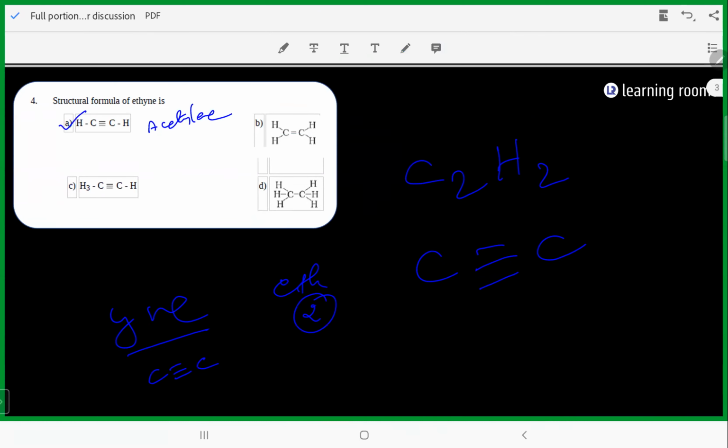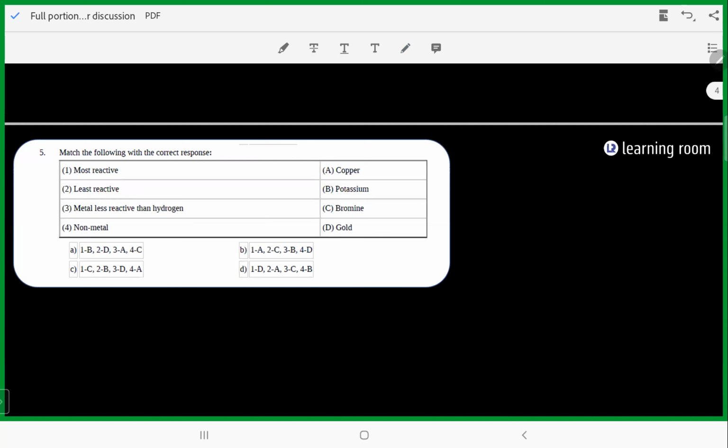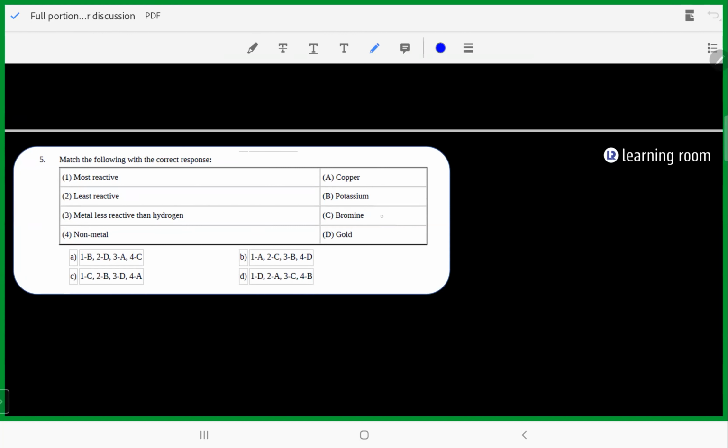And the next question. Match the following with the correct response. Most reactive, less reactive, metal less reactive than hydrogen, and non-metal. First, we'll see which is the non-metal. You have copper, potassium, gold, and bromine. Copper is a D block element. Bromine is a non-metal. Then it becomes C, so 4 becomes C. You have only one choice. 4 becomes C, right? Yes, sir.